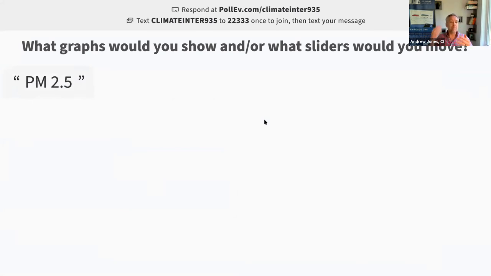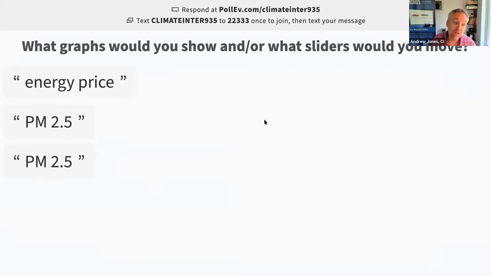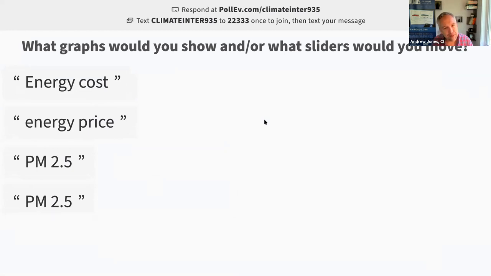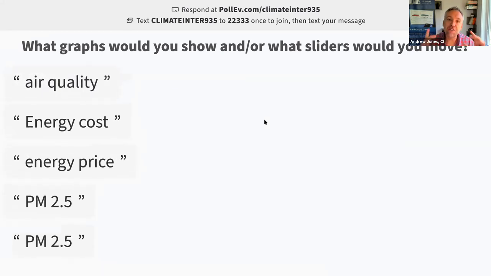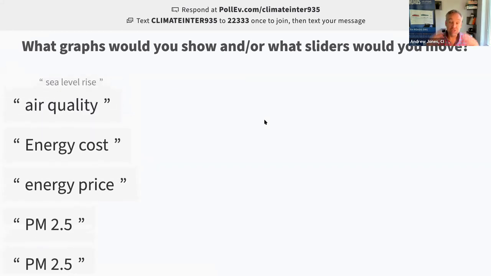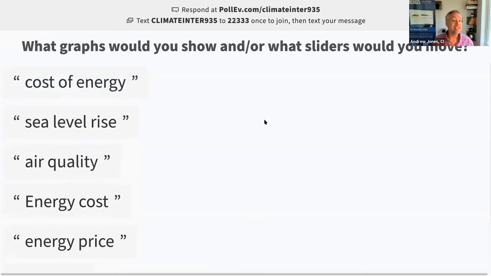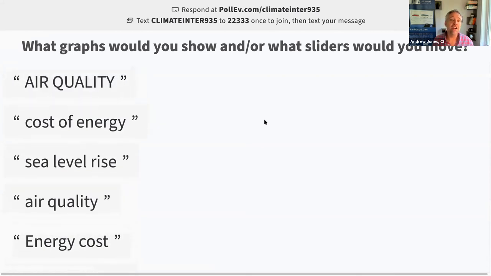What should I show? PM 2.5, air quality. Emissions, PM 2.5, air quality is implicated in 1 in 10 deaths around the world. PM 2.5, energy price. Can we show something about energy price and energy costs? The economic hardship in marginalized communities, where a larger fraction of household income goes to energy. How will these policies affect energy costs? Air quality, sea level rise, the impacts of climate change affecting people, air quality, cost of energy.